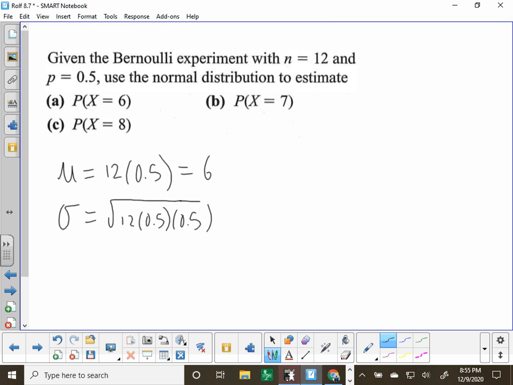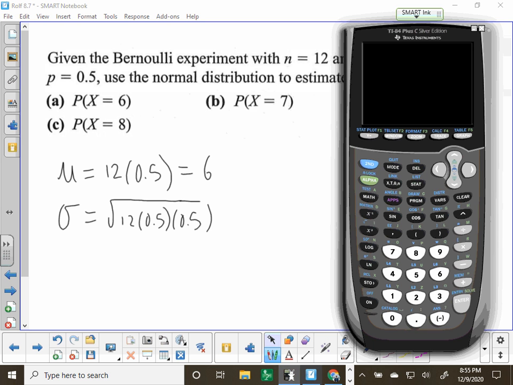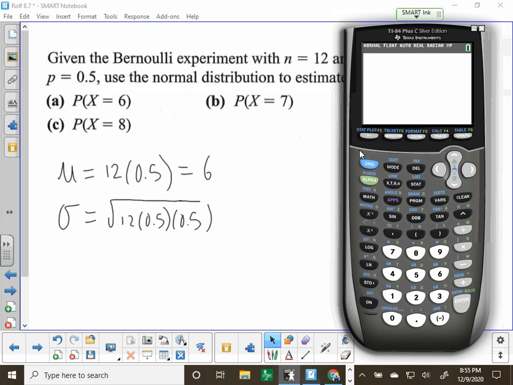Okay, that's not so easy, so I bring up my calculator here. Turn it on, and click some buttons. Second, square root. And we got 12 times 0.5, and then times 0.5 again. The multiplication didn't go in there, did it? And then 0.5 again. Enter. So we got 1.73. So that's equal to 1.73.